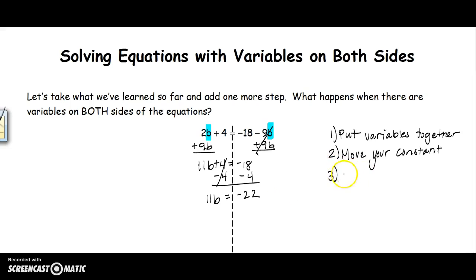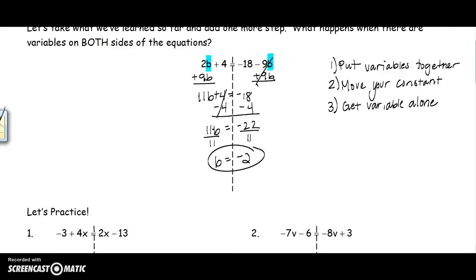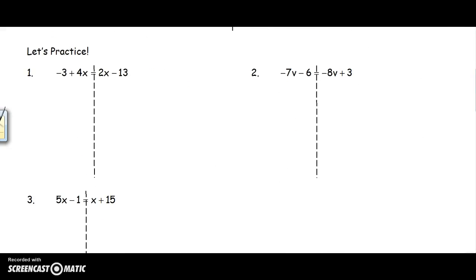The last step is to isolate your variable, or get your variable alone. And how we do that is either multiply or divide. Here we have multiplication and its inverse operation would be division. So we're going to divide by 11. So b is equal to -2. And that's how you do these problems. I have 3 more examples for you, so we're going to do those right now, and then you're going to go to your in-class practice.